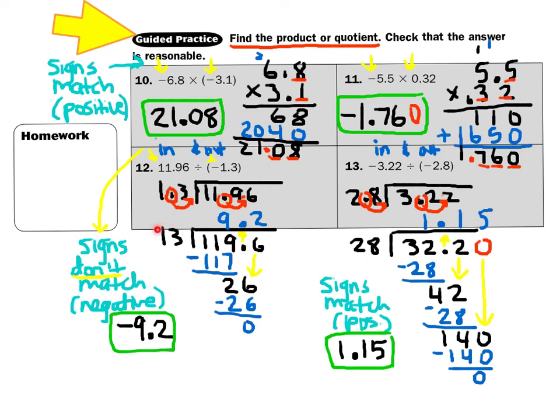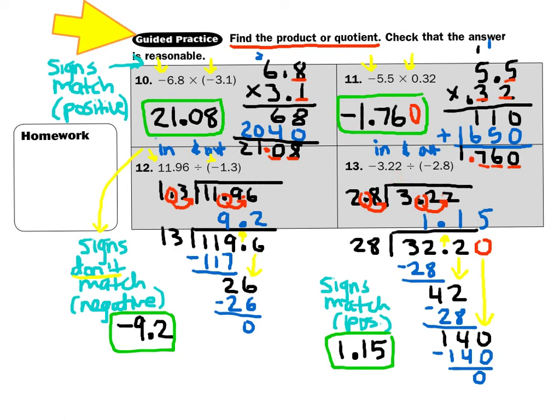And then you divide. 13 goes into 119 9 times. 9 times 13 is 117, and I subtract. 9 minus 7 is 2, and I bring down the 6. So now 13 goes into 26 2 times. 2 times 13 is 26, and I subtract and get 0. So now I have to decide if my answer is positive or negative. So here it's a negative divided by a positive. The signs don't match, so it's negative. So I put a big negative in front of my answer, and I box my answer. Take a look at number 13.